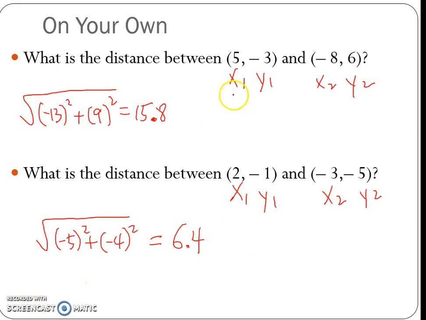Okay, so I first labeled x1, y1, x2, y2 for both of them, and I plugged it into the distance formula. I used the calculator, and I got 15.8 for the first one and 6.4. So I rounded both of them because I got a decimal. I rounded to the nearest tenth place.